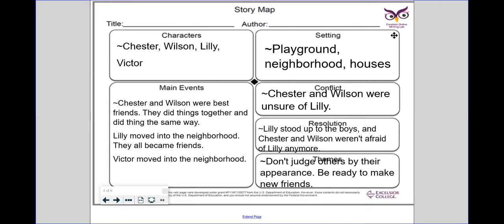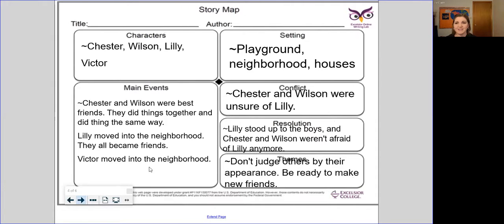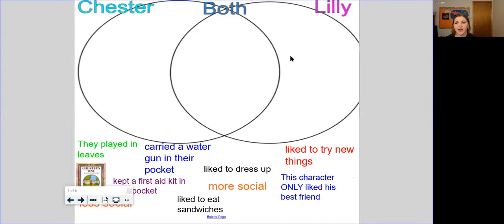So now let's take a look at comparing and contrasting. When I want to compare and contrast Chester and Lily, I have all these different things down here to look at. If I'm going to be talking about just Chester, all of those things are going to go in the side of the circle that has Chester's name above it. If I'm only talking about Lily, I put those things on the side that has Lily's name over it. And if it's something that they both share or have in common, I'm going to put that in the center where it says both.